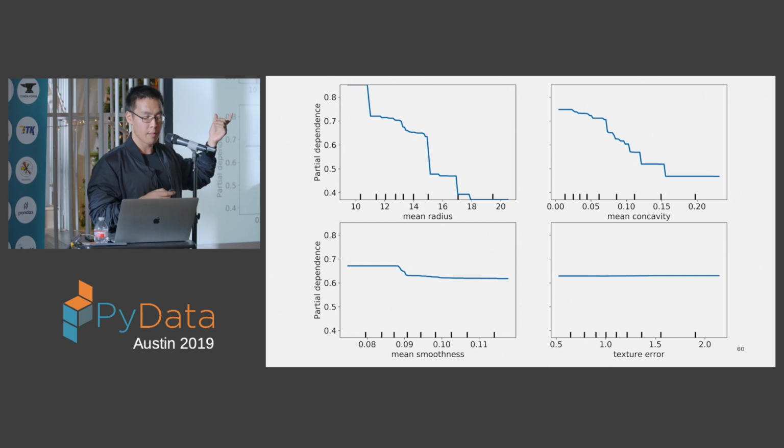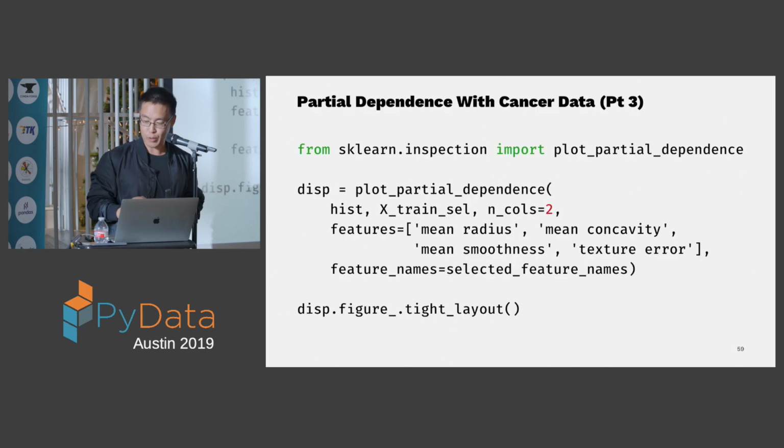So the first 2 is what we saw before. The bottom 2 is what was not important. So increasing the mean smoothness or the texture error is more flat compared to the top 2. So it's kind of what you expect. If you look closely and squint, you notice that plot partial dependence returns this disp object.